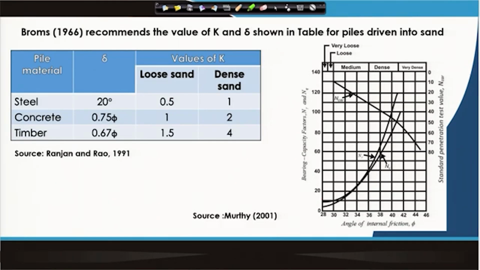Now, if the phi value is less than 30 degree, then it is called the loose sand, and if it is 30 to 36 degree, then it is called medium dense sand, and if it is 36 to around 40 to 41 degree, then it is called dense sand, and from 41 and above it is called a very dense sand. So, here for dense sand and loose sand we will get the different K value.